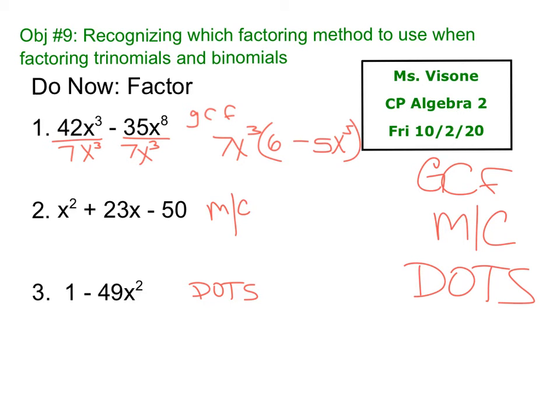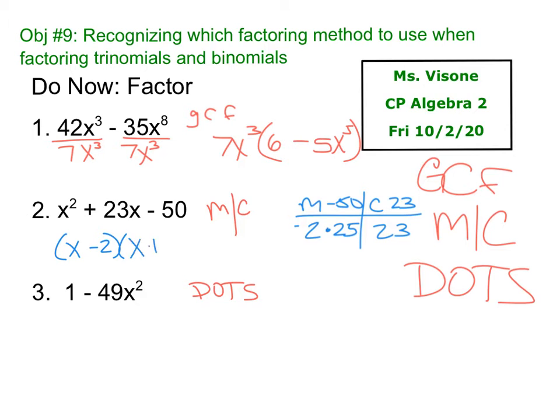Number 2, we are multiplying to negative 50. Combining to 23. So that's 2 and 25. Now, who's going to be negative? Because we're multiplying to a negative, combining to a positive. The 2 is negative to give us a positive 23. If the 25 was negative, then the 23 would be negative. So x minus 2, x plus 25.